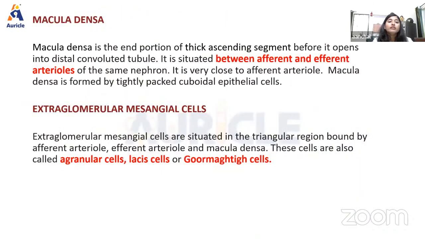First we have the macula densa. Basically, this is the end portion of the thick ascending segment before it opens into the distal convoluted tubule. It is situated between the afferent and efferent arteriole of the same nephron. As in the diagram, it is very close to the afferent arteriole, and macula densa is formed by tightly compact cuboidal epithelial cells.